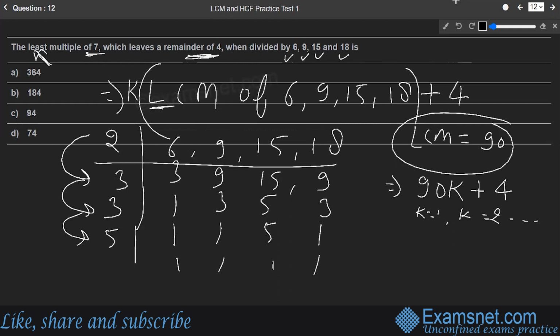So if we put 90k with k equal to 1, the first number comes out to be 94, which is not a multiple of 7. Okay, so this is not the right answer. If we do k equal to 2, then the number comes out to be 184. That is also not a multiple of 7.